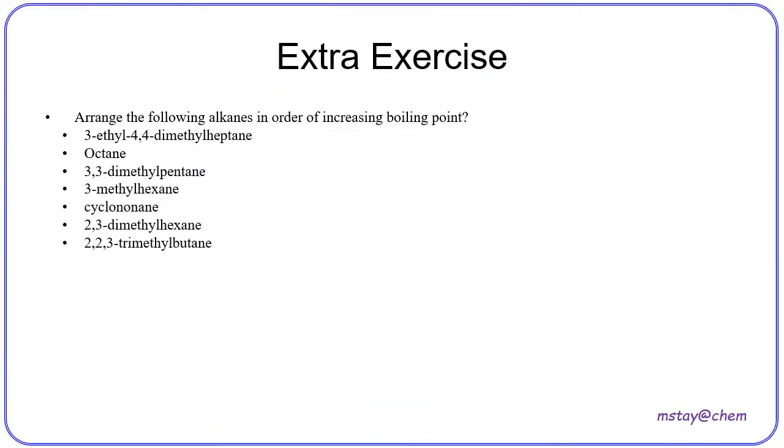Now look at one extra exercise. Arrange the following alkanes in order of increasing boiling point. Like just now, first we check the number of carbon. So 3-ethyl means that ethyl is 2 carbon. Di means 2 times methyl, 1, plus heptane, 7. So total is 2 plus 2, 4, 4 plus 7 is 11 carbon.